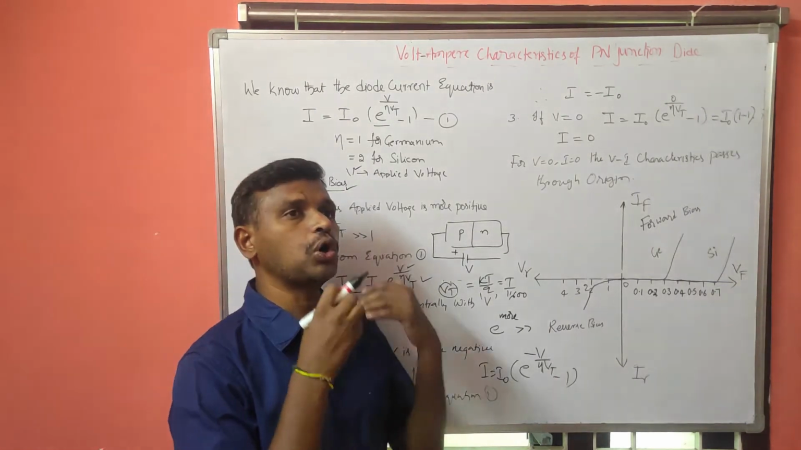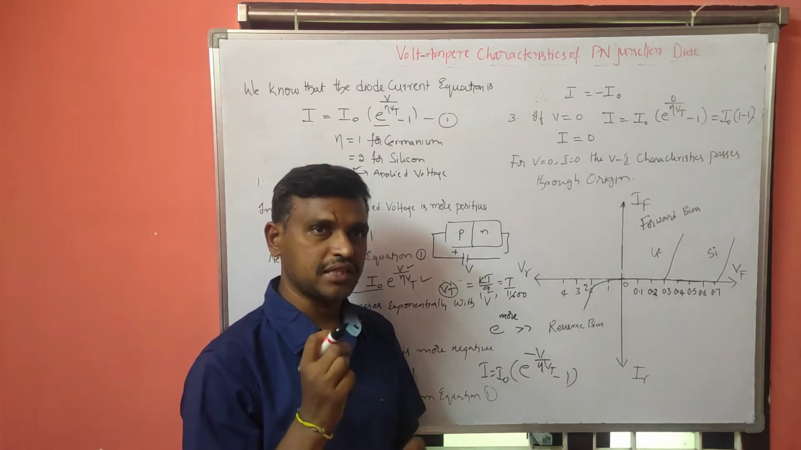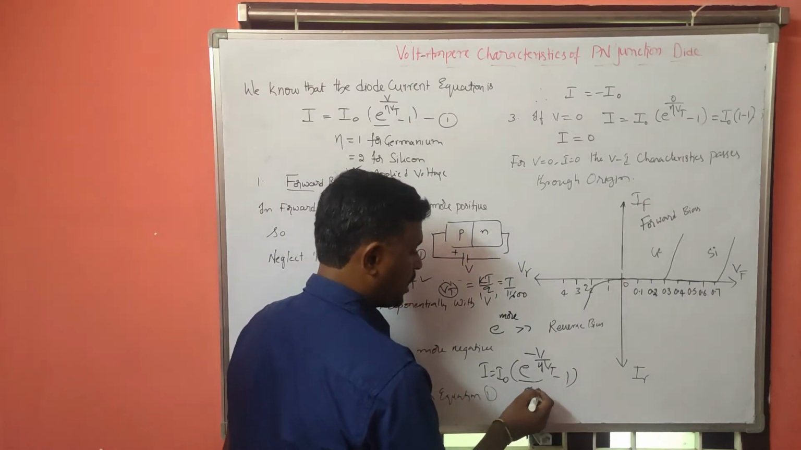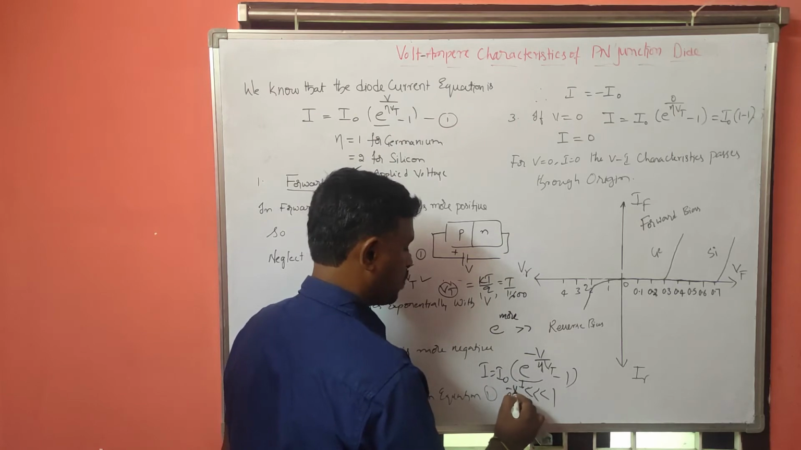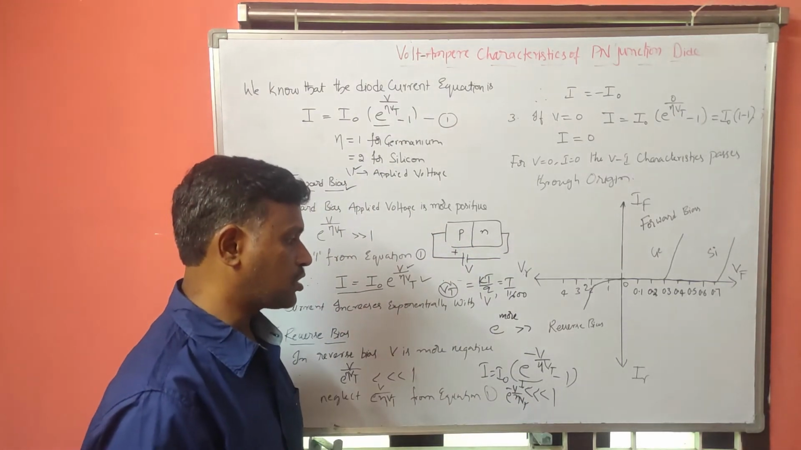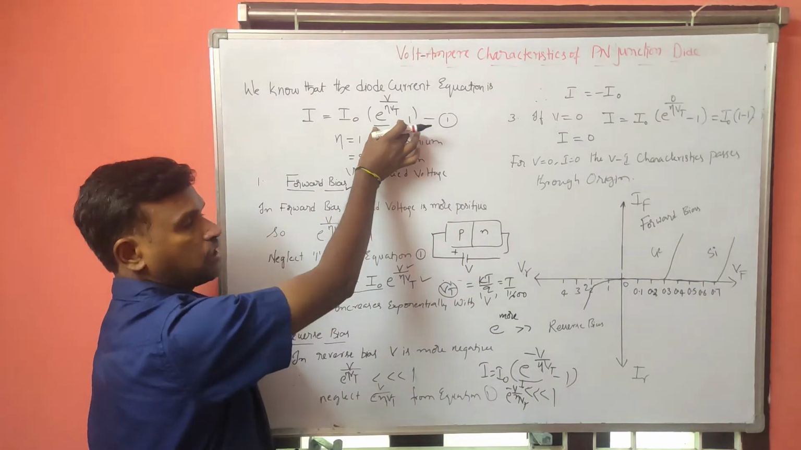So e power a more negative value is very much less than 1. So here this term, e power minus V by neta Vt, is very much less than 1. So what we are doing is we are neglecting the e power V by neta Vt term from this equation.